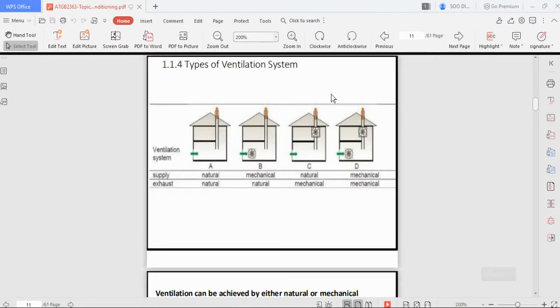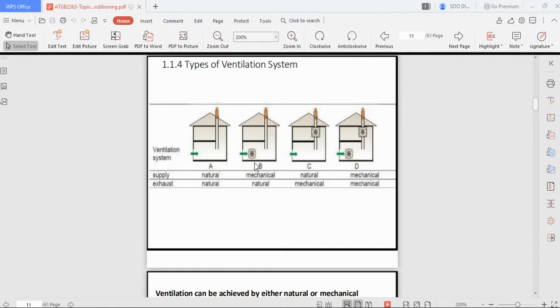So there are different types of ventilation systems. You can see here there are 4 types of ventilation system, either mechanical or natural. The first type is all natural, which is the supply and the exhaust. Both of them are natural, meaning you do not have any fan in the inlet or the outlet here. The next is B, which is a mechanical supply and a natural exhaust.